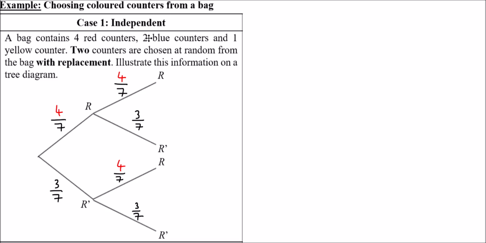So that's the case if the two events are independent of one another, if one doesn't affect the other. However, what would happen if we didn't replace these counters? In that case, the first picking would affect the numbers of counters and the types of counters for the second picking. So the probability of the second pick would be affected by what's happened the first time around. Let's have a look at that now.